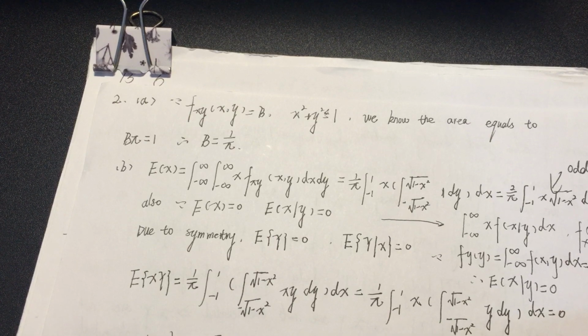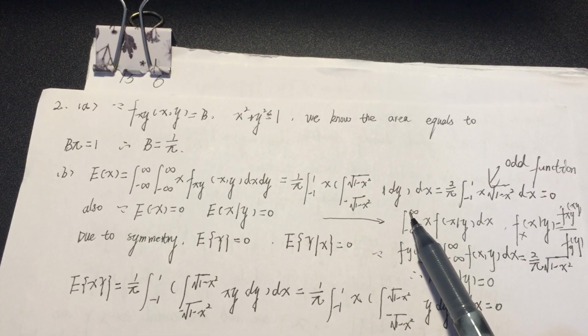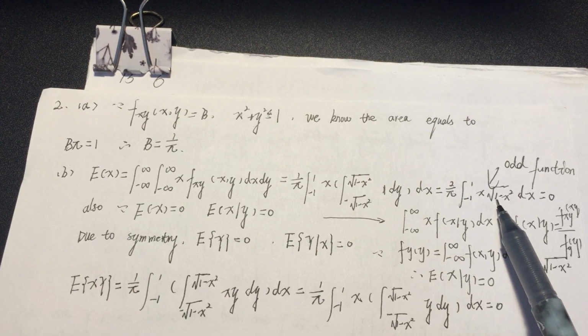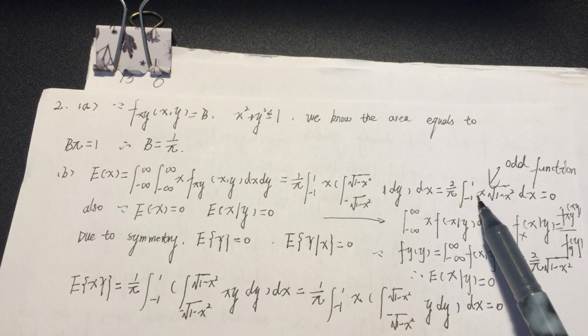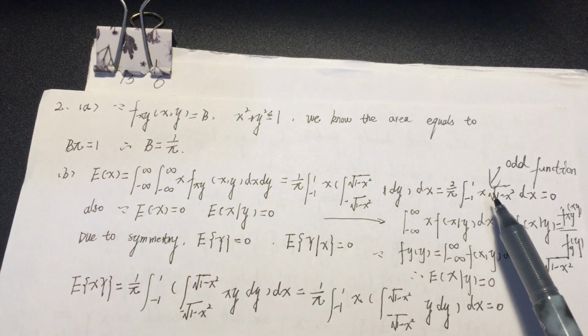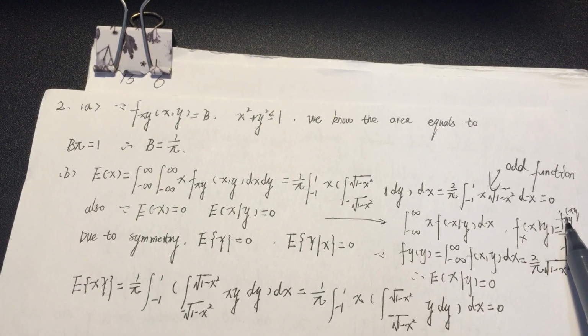We can simplify this long equation, and we know that the integrand is an odd function. So if we integrate from -1 to 1, the parts cancel each other out, so the result equals 0.